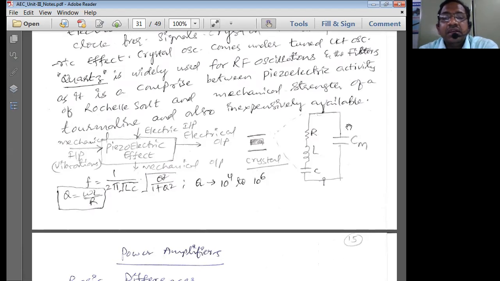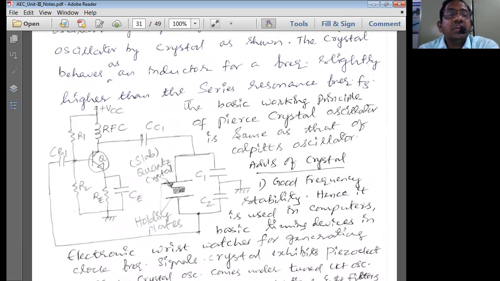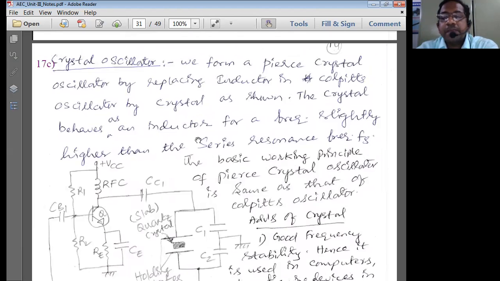That means the crystal equivalent circuit we can draw like this: a series RLC combination in parallel with a capacitor. This is the crystal equivalent circuit. The crystal I can draw something like this, and that is going to be the equivalent crystal oscillator circuit. So this is what we have regarding the crystal oscillator circuit.